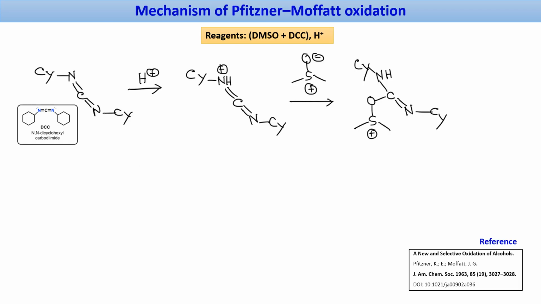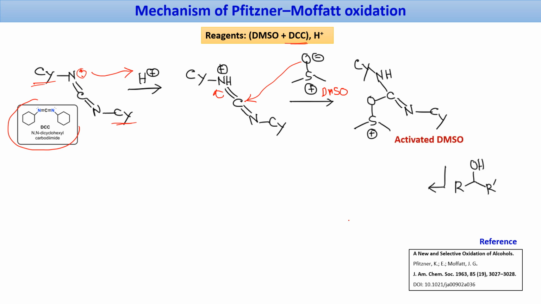So here we have the first one, which is Pfitzner-Moffatt oxidation. In this case the reagent with DMSO that we are using is DCC in presence of acidic medium. The DCC structure you can see here, N,N'-dicyclohexylcarbodiimide, which in short is drawn in this way. Cy means cyclohexyl group. Now in presence of acidic medium, one of these nitrogens will be protonated. Once it is protonated, the DMSO, this molecule is DMSO, this oxygen will attack at this carbon. Nitrogen will be neutral. Now you can see this is basically the activated DMSO.